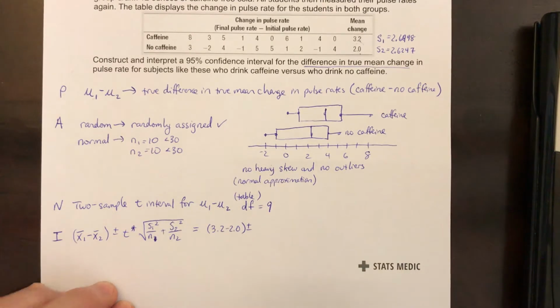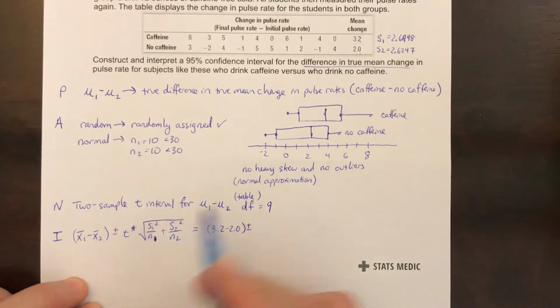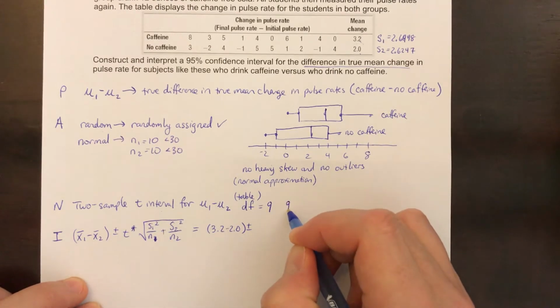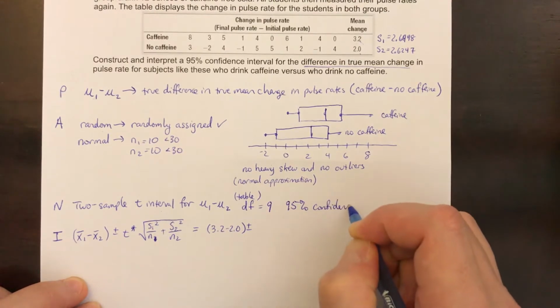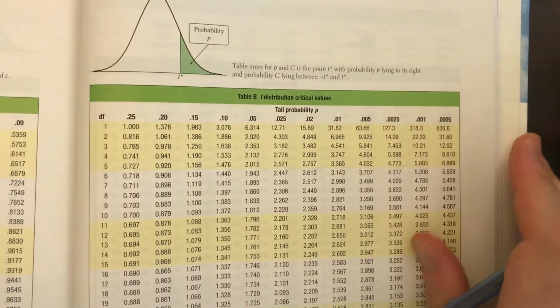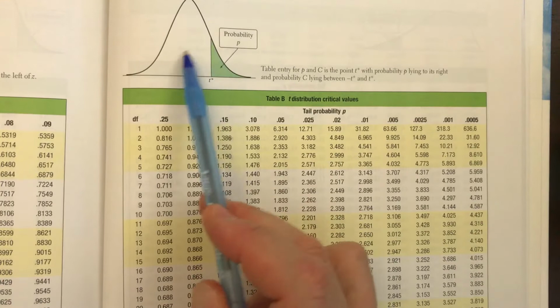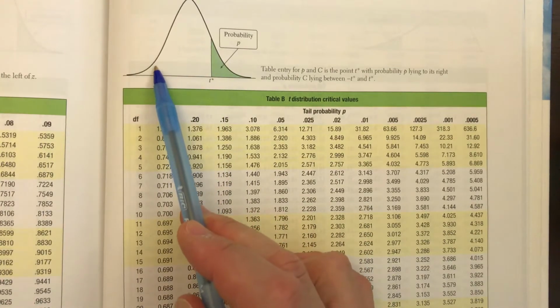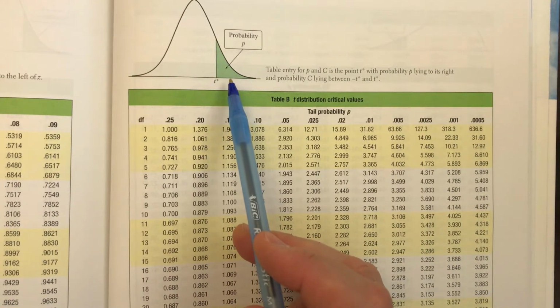plus or minus. Now, if I'm using the table for the t critical value for the two sample interval, the other thing I want to write down here is that we are doing a 95% confidence interval. So I'm going to show you the table here. This is for the t distribution. Here's the t critical value. For 95%, the middle part, the left tail and the right tail would be 2.5% or 0.025.